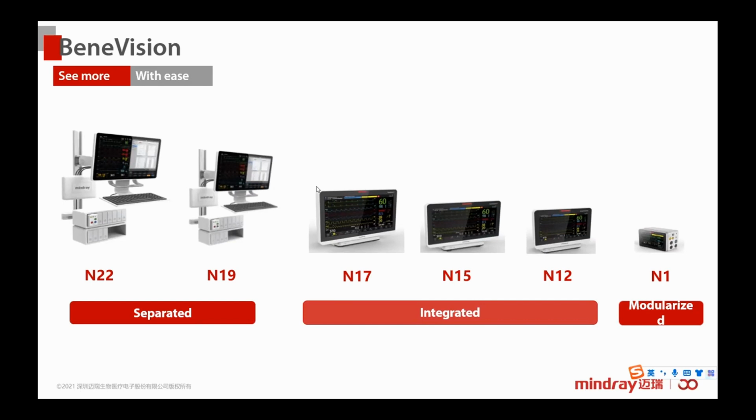Also, here is the SMR, the satellite module rack. We can use it to insert our different modules, like the multiple parameter module, we call it MPM module, also like the CO2, IBP, etc. Later we will introduce. The second type is what we call integrated. It is the N70, N50, and N12. And the last one is the modular. We call it N1. It has a small screen and is used as a transfer monitor. It contains the basic 6 parameters and also IBP and CO2 function.